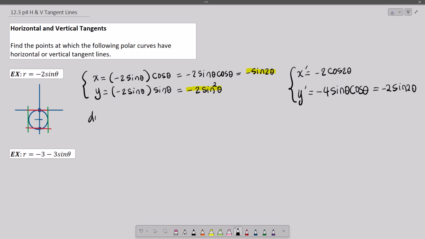So dy dx is going to be the y prime over x prime. The negative 2's cancel. Y prime over x prime. So we're going to get sine 2 theta over cosine 2 theta, which we could write as tangent of 2 theta. That makes things messy, though, because in order to find vertical tangents, we're trying to figure out where the denominator is undefined. And to find horizontal tangents, we're looking for where the numerator is 0. So let's just leave it like this.